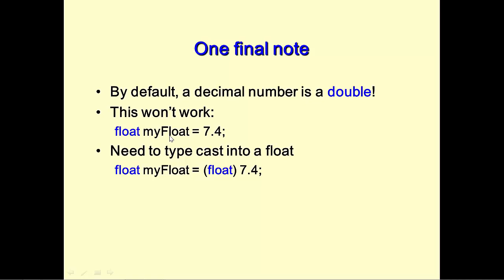So in this case, we have to typecast it, and one way that you could do it is to say float, my float gets a float version of 7.4. Another way that is acceptable is you could say float, my float gets 7.4 and then put an F right here before the semicolon. This way takes a little bit longer, but it makes more sense with the previous slide that we just talked about.